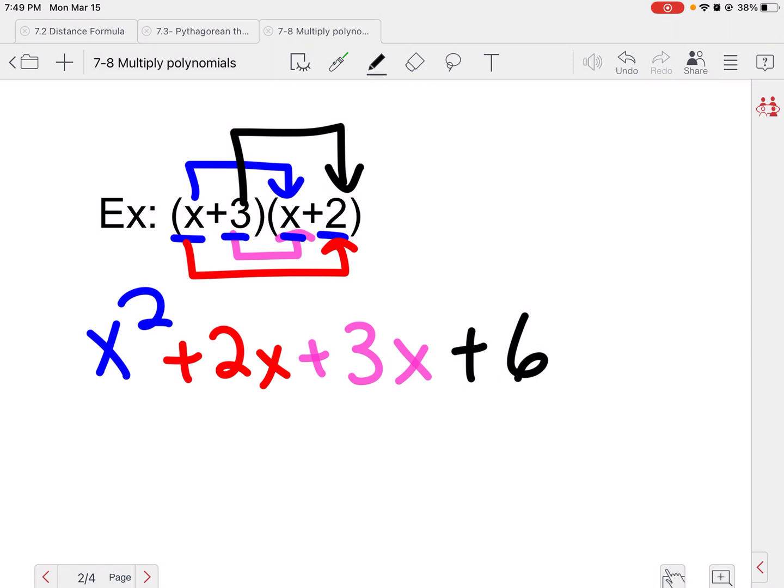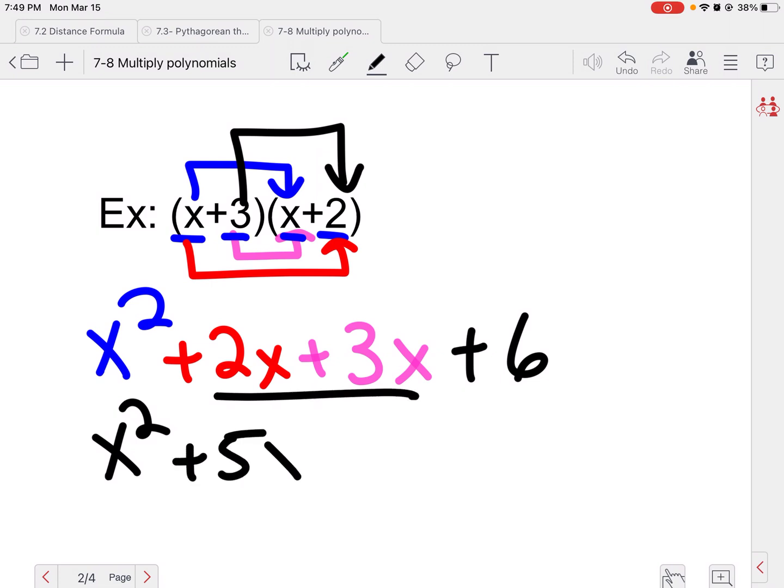And then we would combine like terms, making sure it's in standard form. So there's no other x squareds. I can combine my x's together to be 5x plus 6. So if you multiply these binomials together, this is the polynomial that you will get.